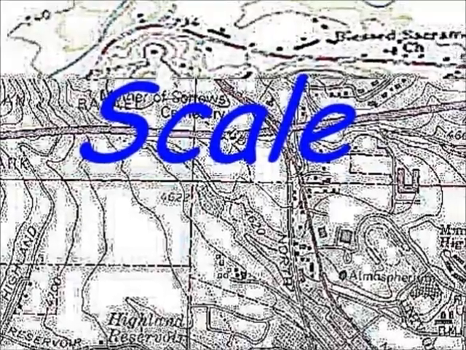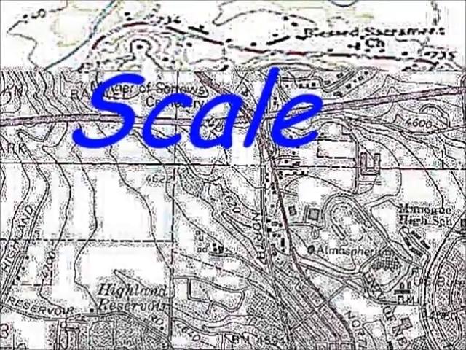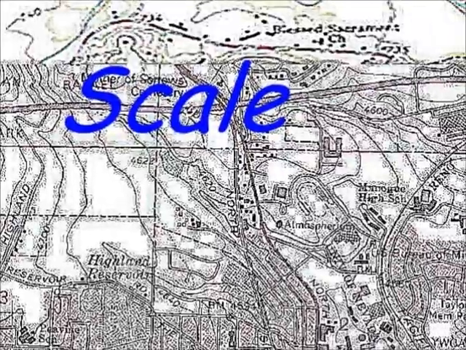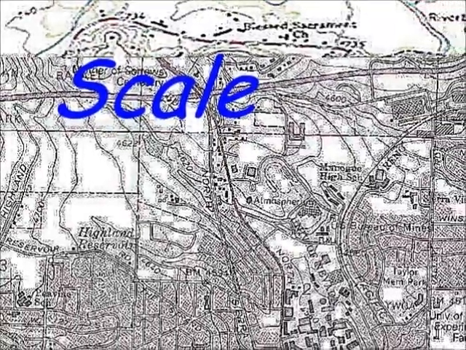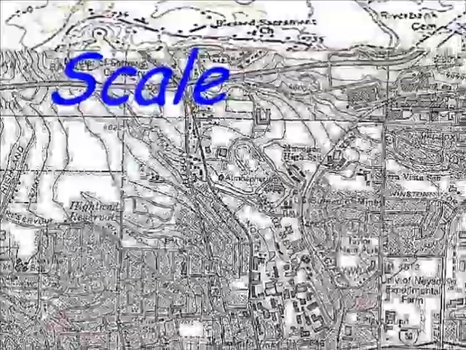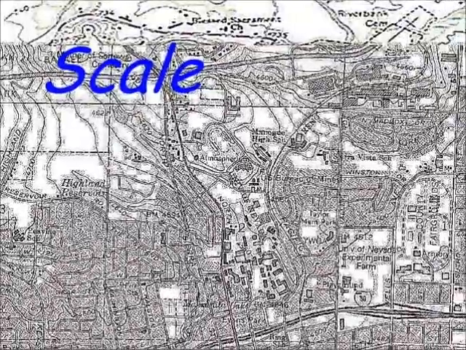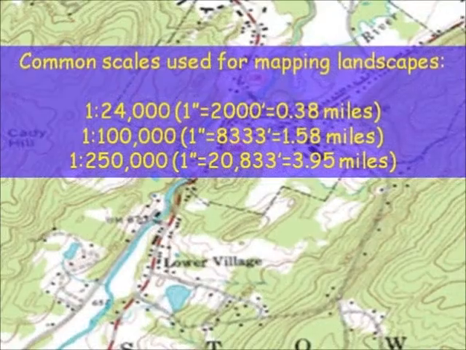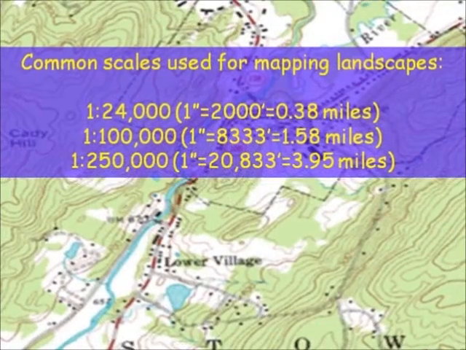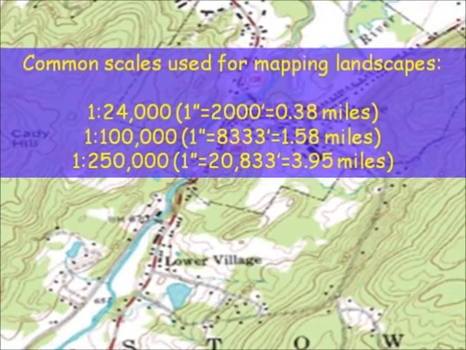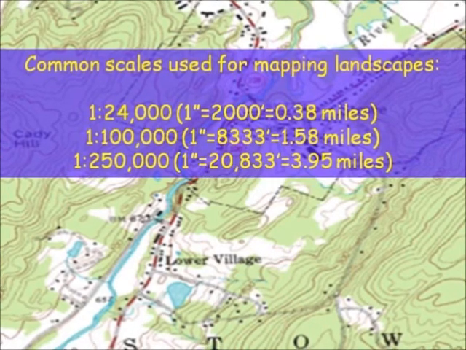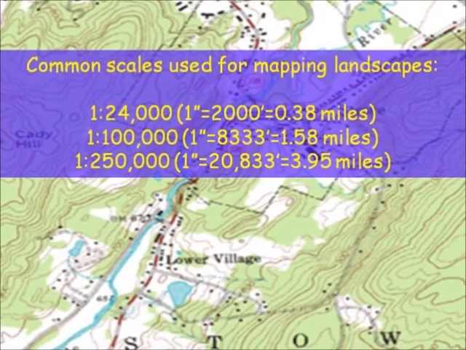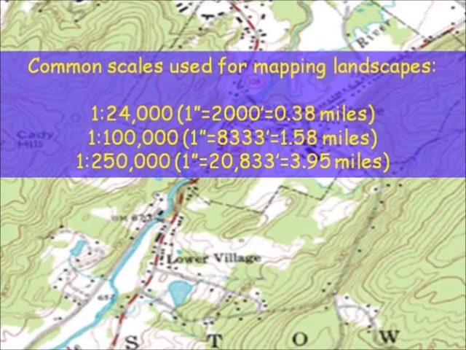The kinds of analyses that we do in ecohydrology all take place at different scales. Scale is a representation of real life on a piece of paper or in a photograph. There are several scales that are commonly used for mapping landscapes. They include 1 to 24,000, 1 to 100,000, and 1 to 250,000.